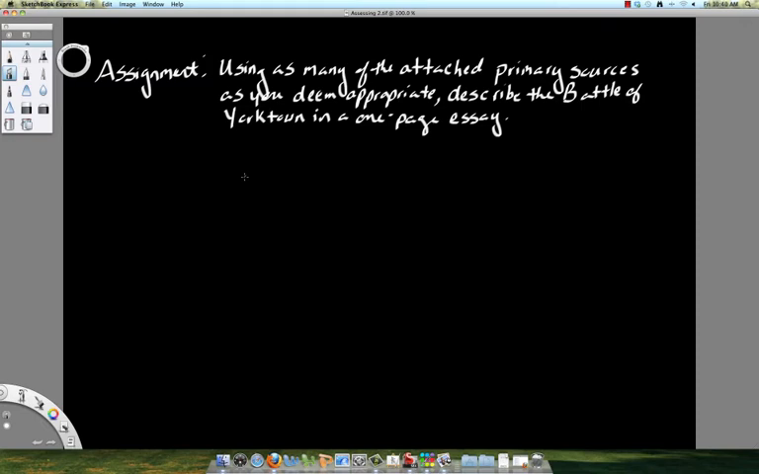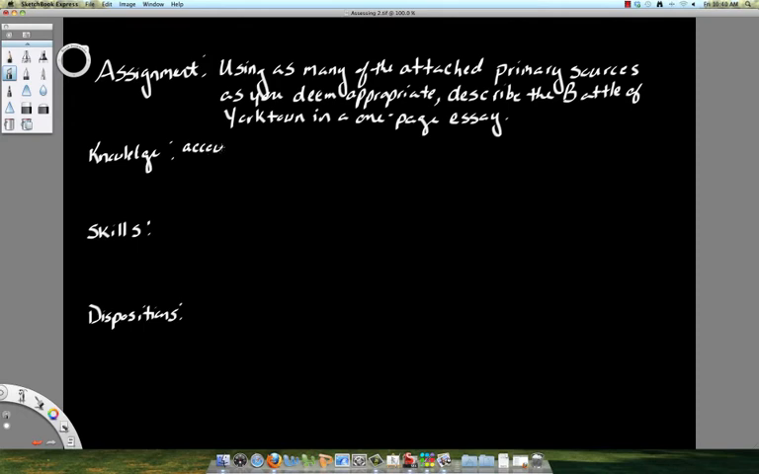What I'm looking for are illustrations of student knowledge, skills, and dispositions or attitudes towards learning in this assignment. What I'm kind of looking for in the knowledge is 3 things.